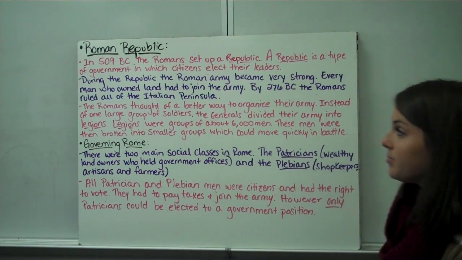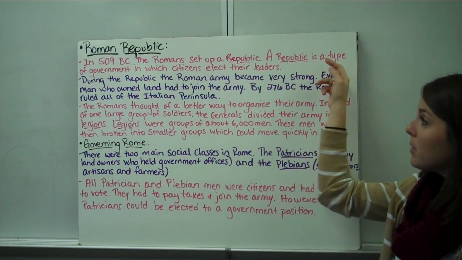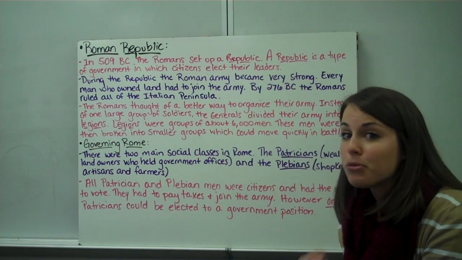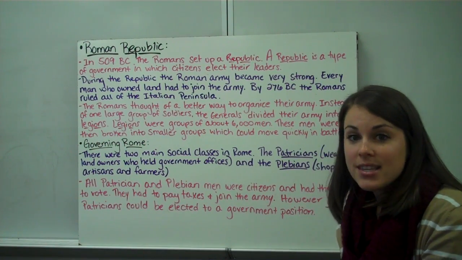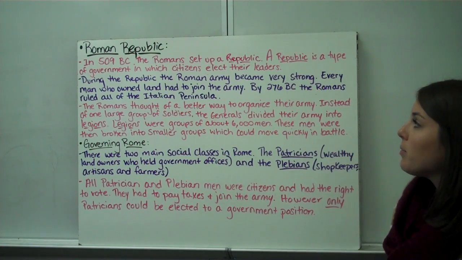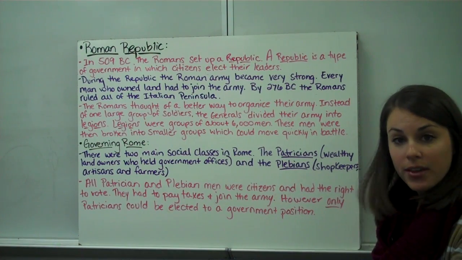The Roman Republic. In 509 BC, the Romans set up the Republic. A republic is a type of government in which citizens elect their leaders. That should sound very familiar. Okay, that's what we do in the United States. We got that idea from the Romans. During the Republic, the army became very strong. Every man who owned land had to join the army.